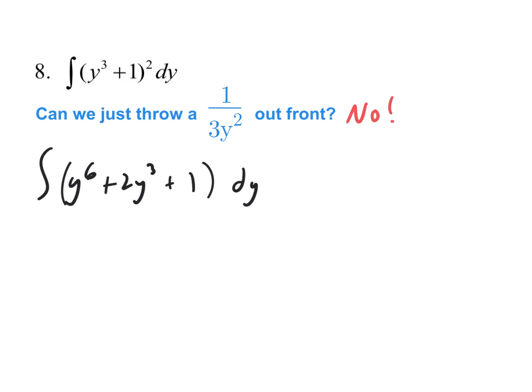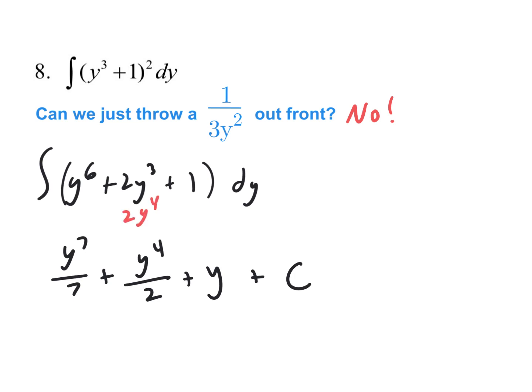All right, and then this is easy, right? Maybe it gets a little trickier in here, but not that much, okay? So y the 7th over 7. Y the 4th over 2, let me write in my little work here in case you didn't see this. So this is 2y to the 4th over 4, which simplifies to y to the 4th over 2. And then, of course, this is y, and then don't forget your c.